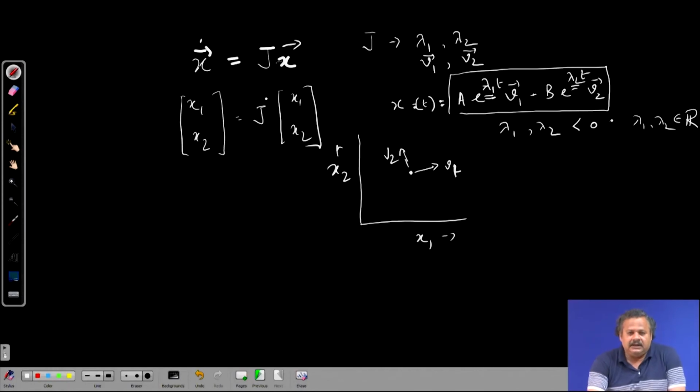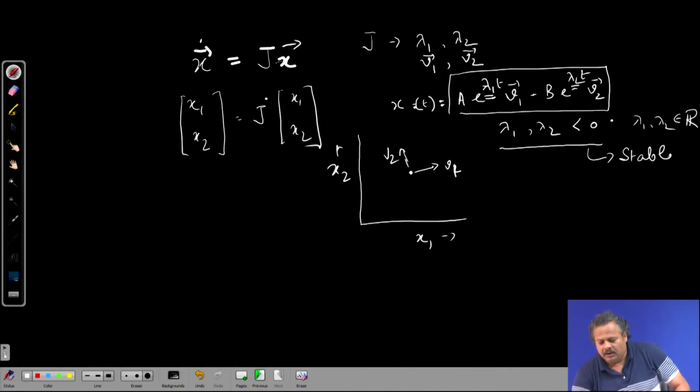Then we can see that if the system is around the equilibrium point, then because lambda 1 and lambda 2 are negative, over time the terms e to the power lambda 1 t and e to the power lambda 2 t are going to go to 0, which means that both along v1 and v2 it will finally die down into the equilibrium point. So, when lambda 1 and lambda 2 are less than 0, this would be a stable equilibrium point.